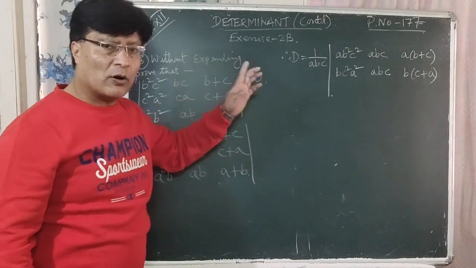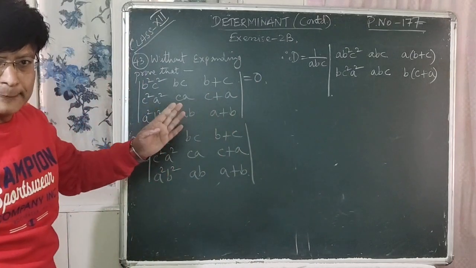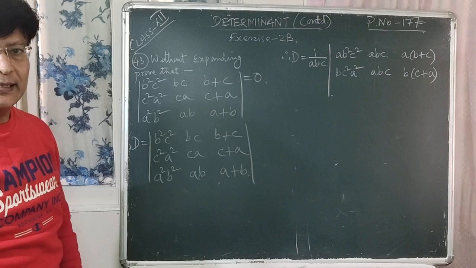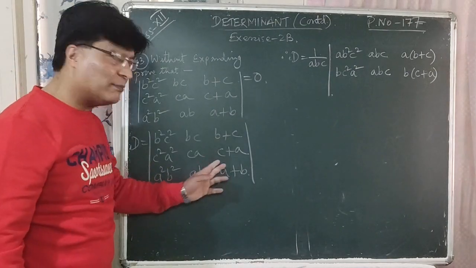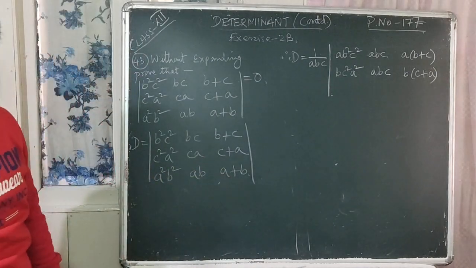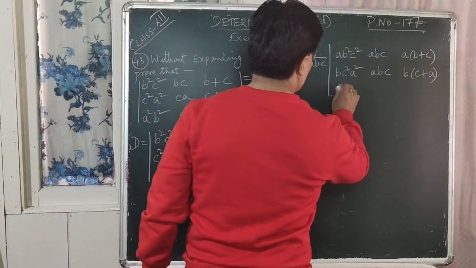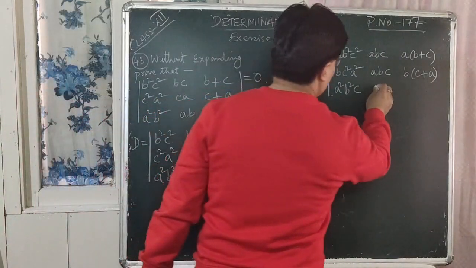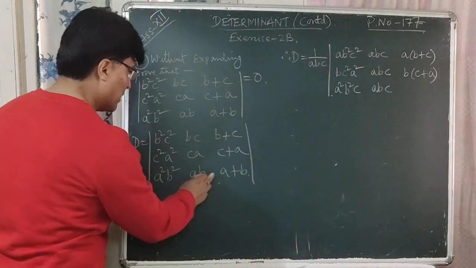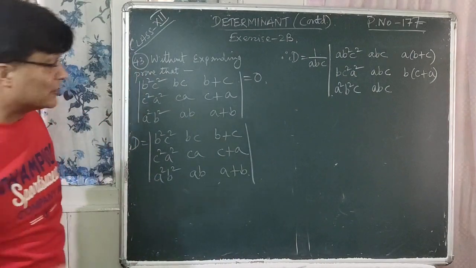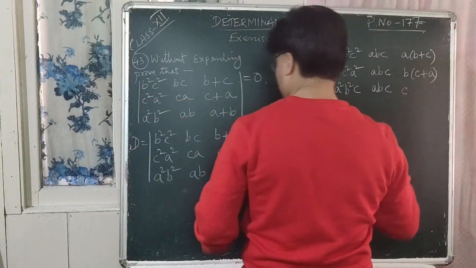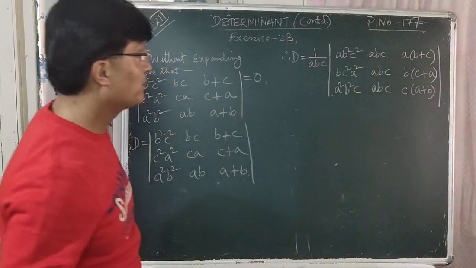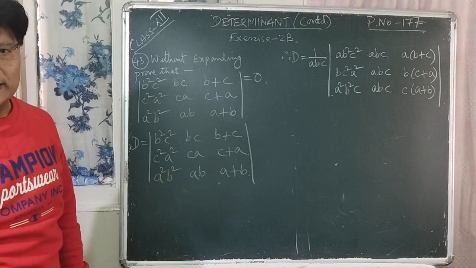Now next, 1 upon C is already written outside the determinant. So you have to multiply the third row by C. That is, each and every element of this third row is multiplied by C. So what do we get? A square, B square, C. Next, this is your ABC, again ABC, and it is multiplied by C. That is the last element of the third row. That means C into, this is your A plus B. So did you understand this one?